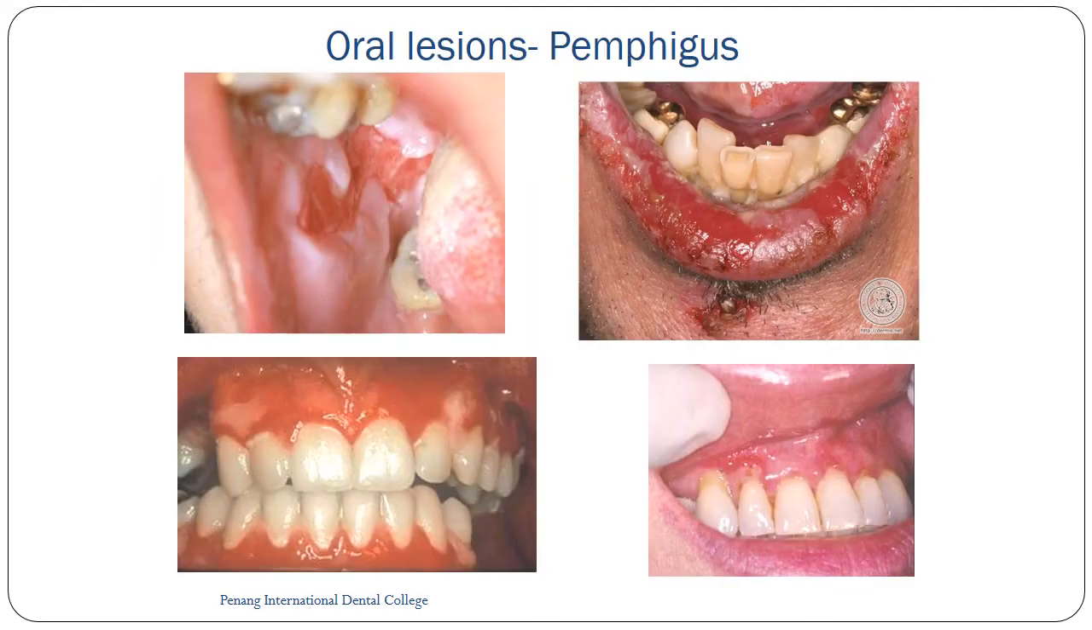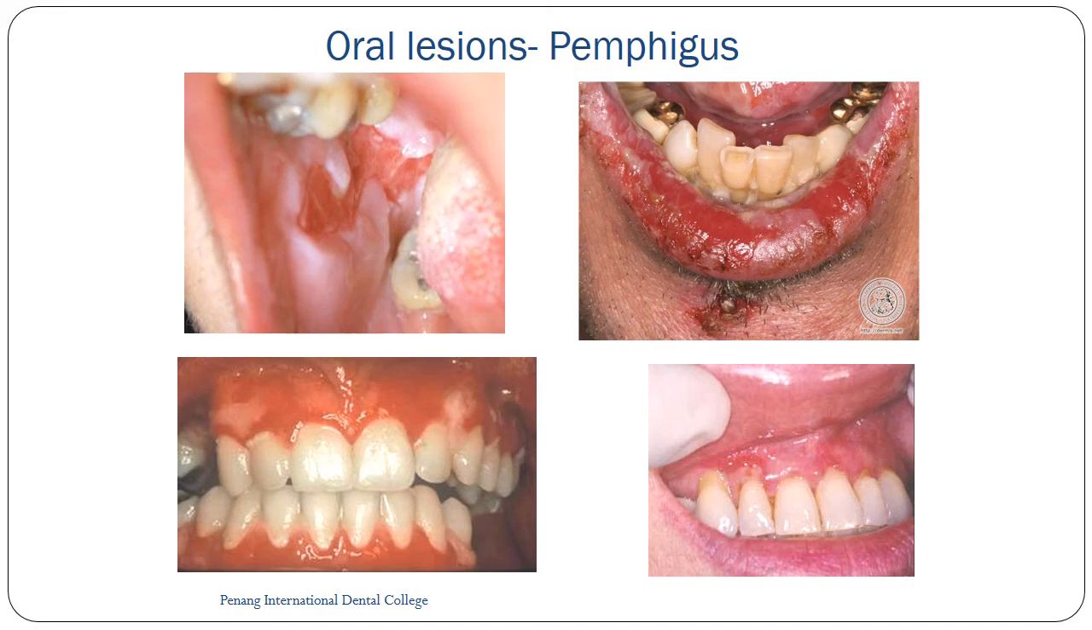The treatment for pemphigus: you start with systemic immunosuppressive drugs, corticosteroids. Prednisone, azathioprine, and cyclophosphamide are drugs used in the treatment of pemphigus vulgaris, and plasmapheresis with immunosuppression is a combination therapy that is usually prescribed for pemphigus.